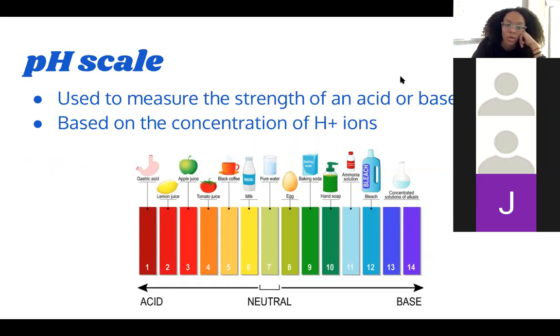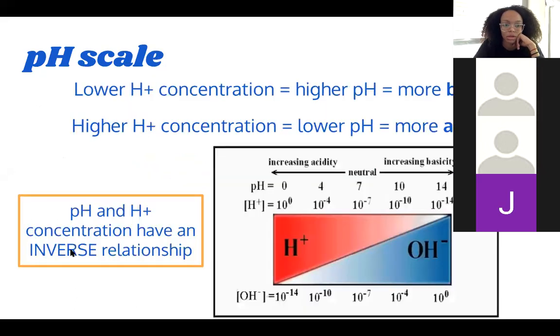Okay, so we've got one last thing to go over, which is what is the relationship between, we said here that the pH scale is based on the concentration of hydrogen ions. What actually is that relationship? The relationship, if you look at this orange square here, it is inverse, okay? They have an inverse relationship. We will talk about why.